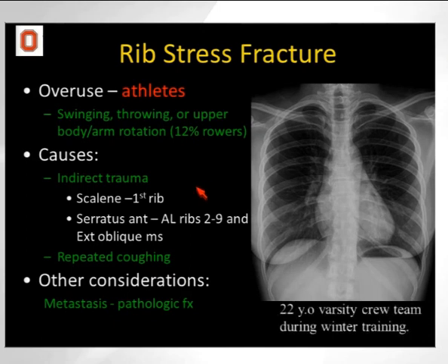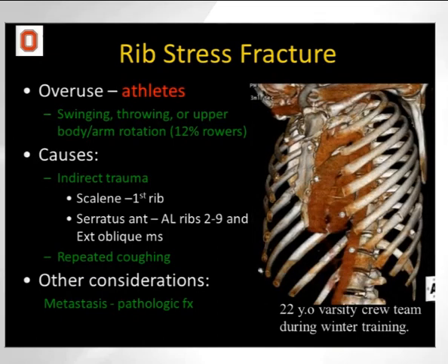So OSU won the national championship in crew this year for women's 8 rowing type of a boat. And in this patient, the majority of these patients get their stress fractures during the winter training. That's when they really accelerate their resistance training. And this patient had persistent pain in the left side of the chest, and notice that there's 2 fractures here in the posterior lateral aspect of the rib.